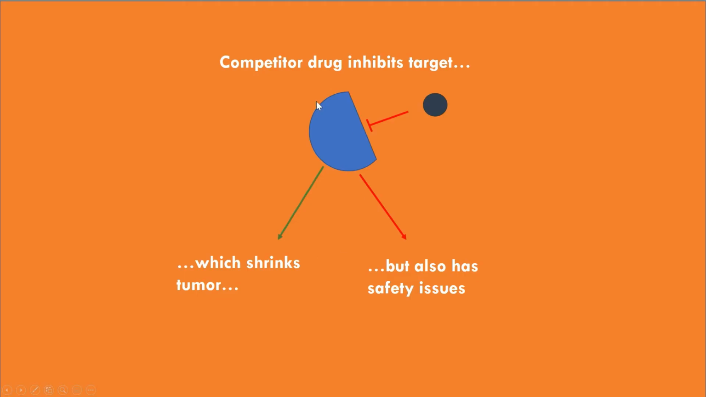So we'll quickly walk through this super high level, hypothetical mechanism of action here, so we can better understand why scientific insight matters, and how you can use valuation to support your scientific insight in your decision making around investing. So this competitor drug inhibits the target, and then that leads to tumor shrinkage, which is good. But there are also safety issues, which are not so good.